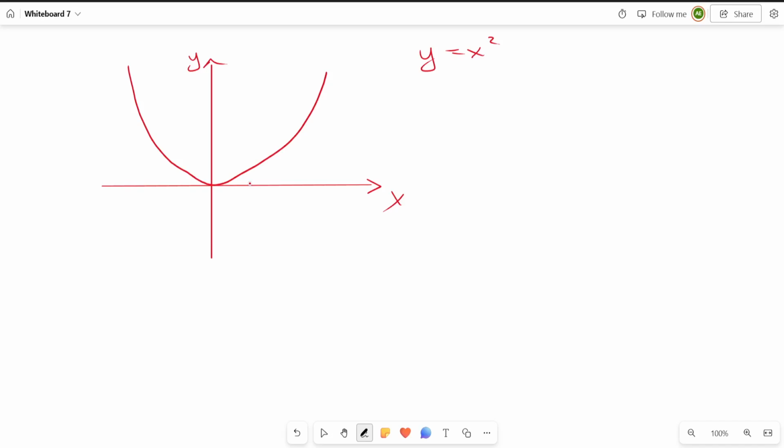So let's say I want to find the area from here, which let's say is x equals 1, and over here is x equals 3. So the area I'm trying to calculate is basically this area over here. Okay, so how do I do that? By using a definite integral.